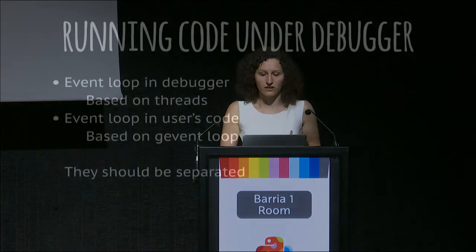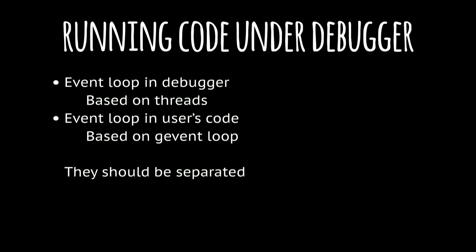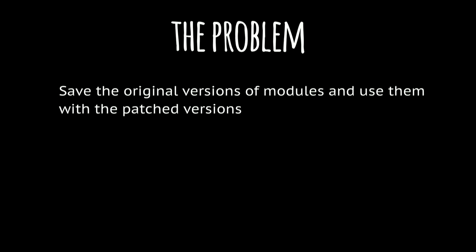So that means the debugger should use the original versions of modules, like threading, select, or socket, instead of patched versions. So that means that we have a problem. Somehow, we should save the original versions of some standard modules and continue to use them simultaneously with the patched versions. Let's try to solve this problem.